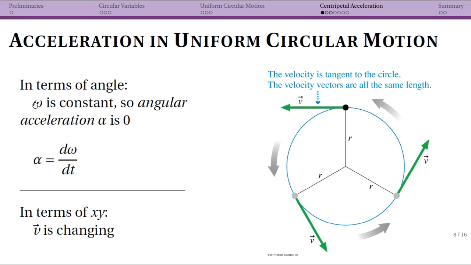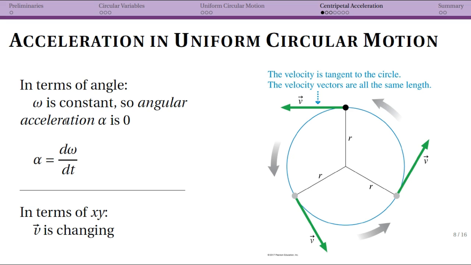So our angular speed, which was this lowercase omega, is constant. We can define an angular acceleration of alpha, which is literally just the change in omega with time. Well, that's going to be 0 because our angular velocity is constant. So if we wanted to ask in uniform circular motion what's happening with our angular acceleration, well, it's 0.